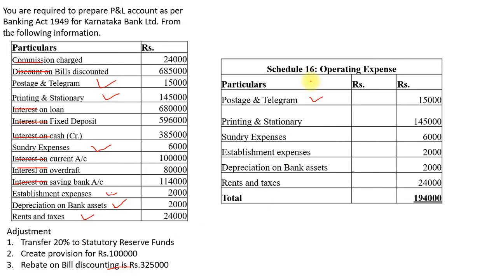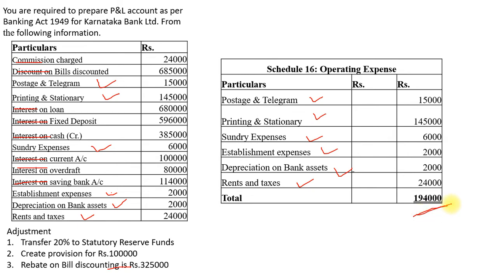Postage under schedule 16. Operating expense, other expenses. Printing and stationery, sundry expense, establishment expense, depreciation, and rent and taxes. Amounts are 15,000, 1,45,000, 6,000, 2,000, 2,024. Total comes to 1,94,000.